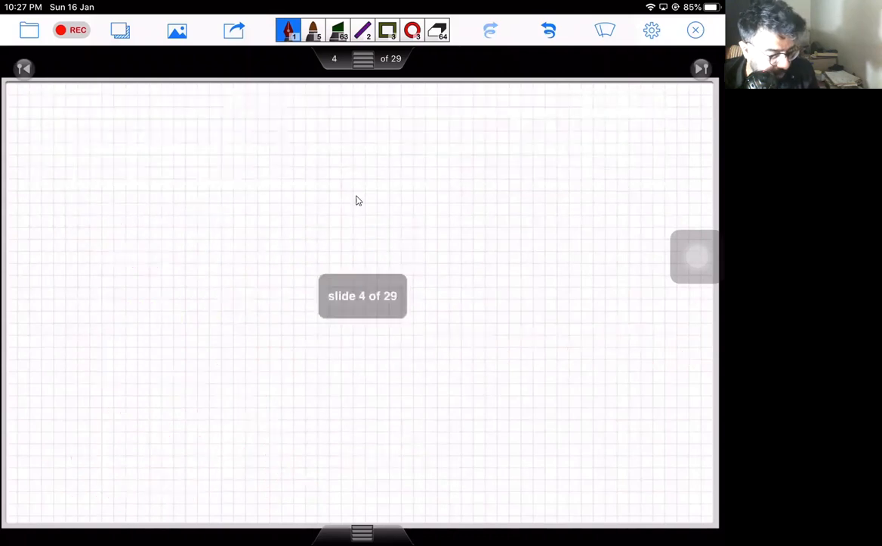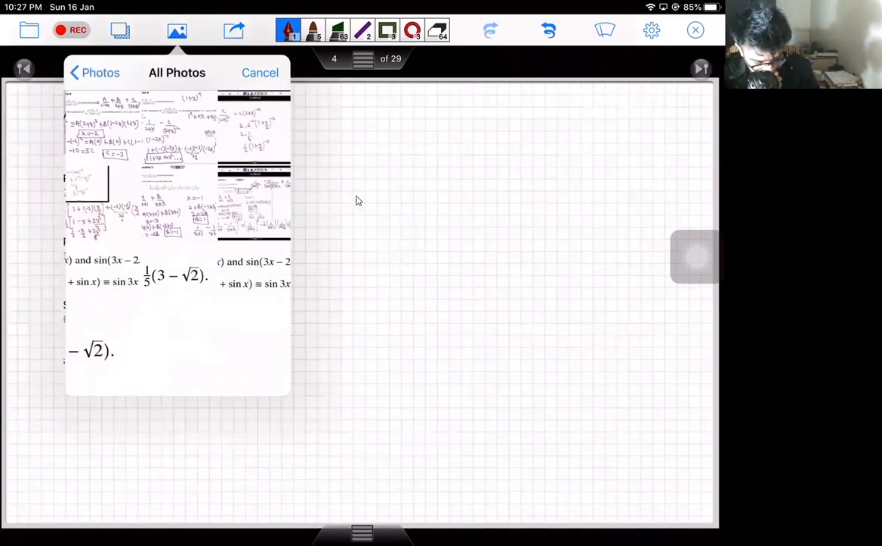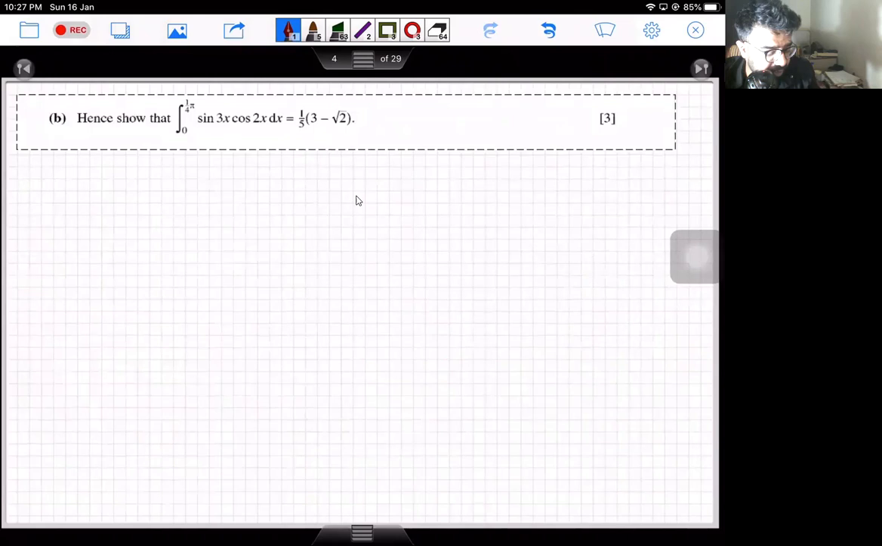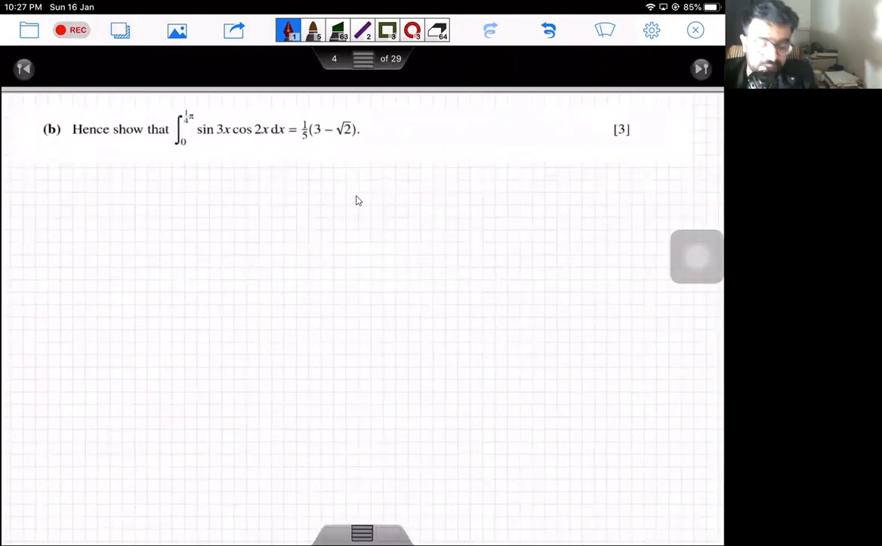Then we have part B. Part B is saying that hence show that the integration of sine 3x multiplied by cos 2x with respect to x, upper limit pi over 4, lower limit 0, this exact integral, this definite integral in the exact form is equal to 1 over 5 multiplied by 3 minus under root 2.